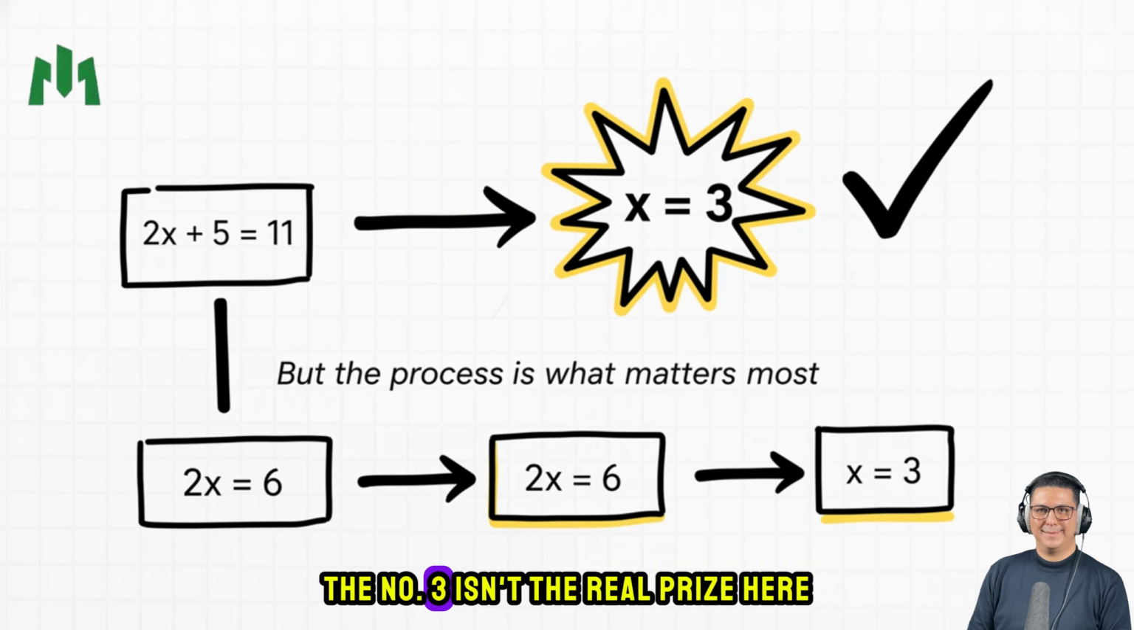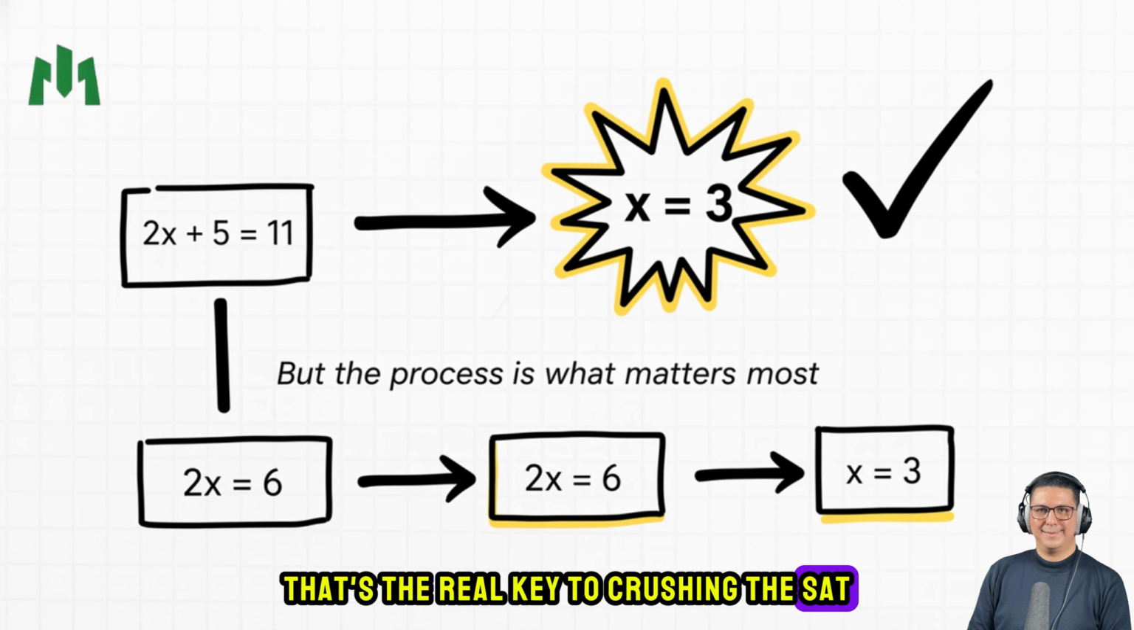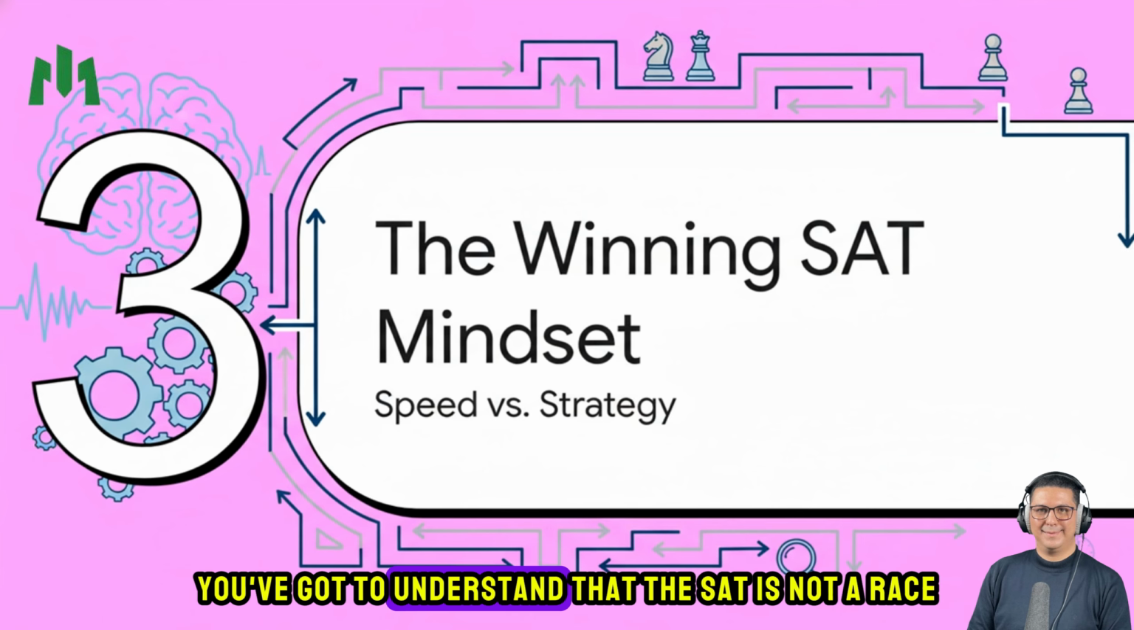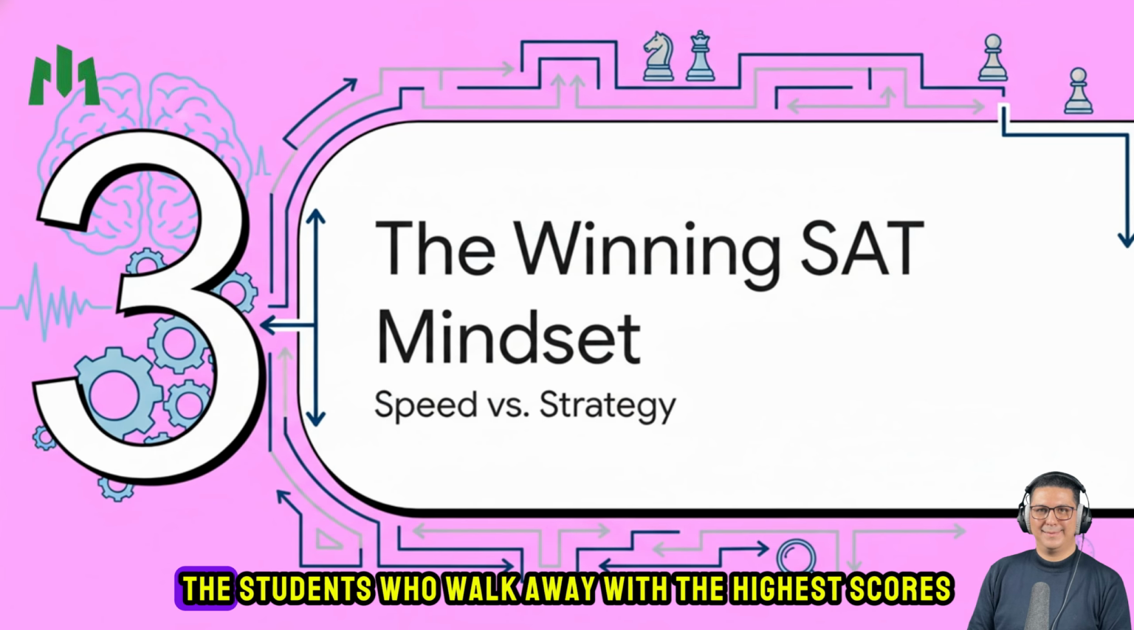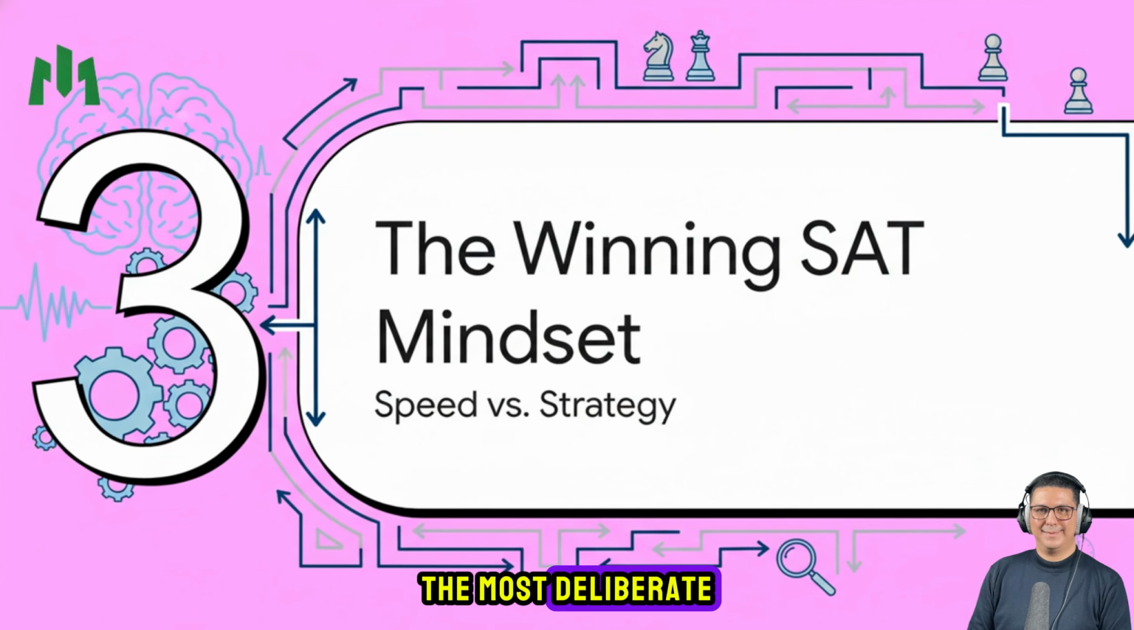But listen, the number 3 isn't the real prize here. The main takeaway is the methodical, totally error-proof process we use to get there. That's the real key to crushing the SAT. And this brings us to the biggest lesson of all. You've got to understand that the SAT is not a race. The students who walk away with the highest scores, they aren't always the fastest. They're the most strategic, the most deliberate.